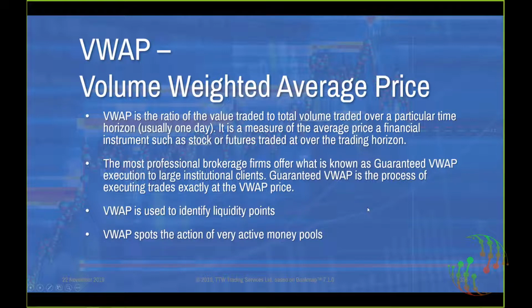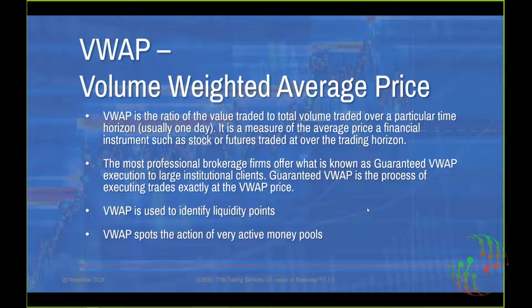That's VWAP. Because VWAP is the ratio of the value traded to total volume traded over a particular time horizon. It is a measure of the average price of a financial instrument such as a stock or future traded at over the trading horizon. The most professional brokerage firms offer what is known as guaranteed VWAP execution to large institutional clients. Guaranteed VWAP is the process of executing trades exactly at the VWAP price.